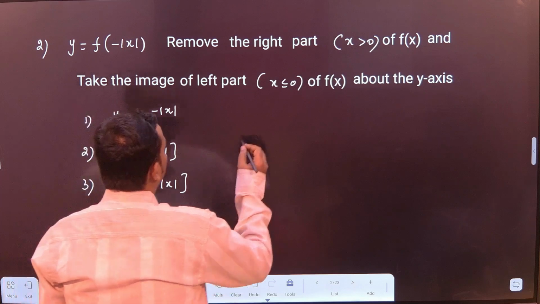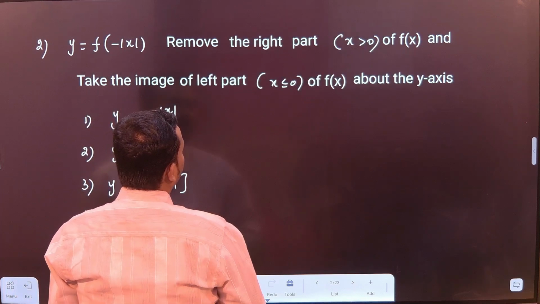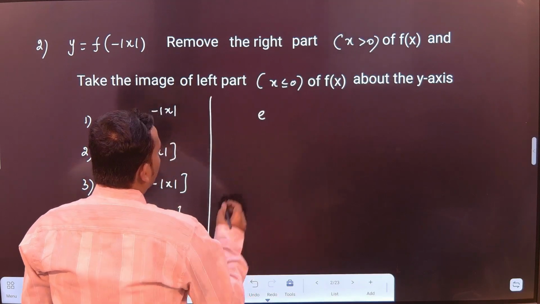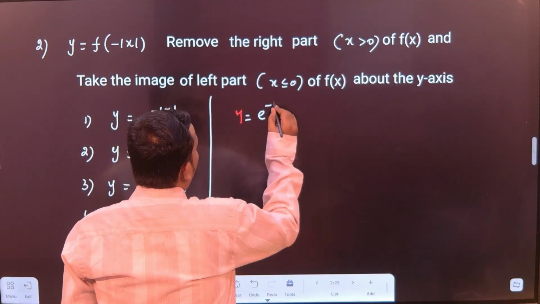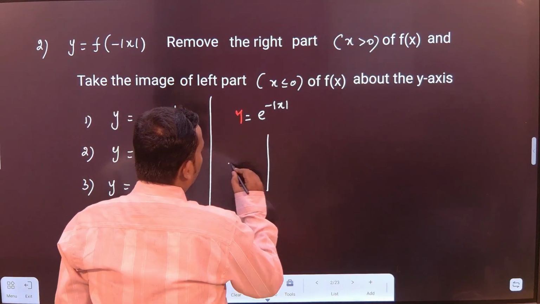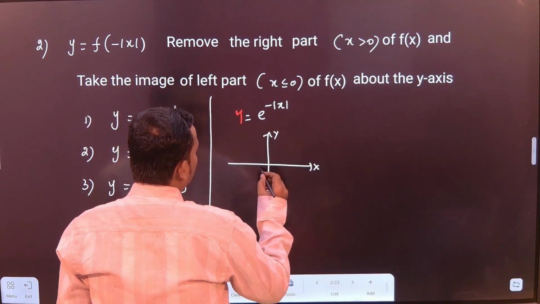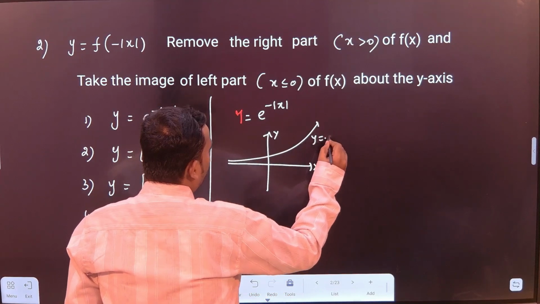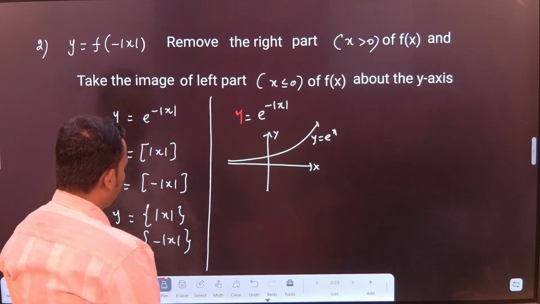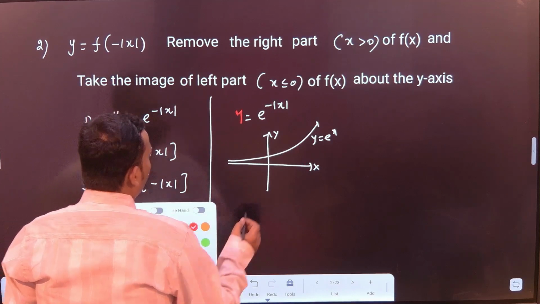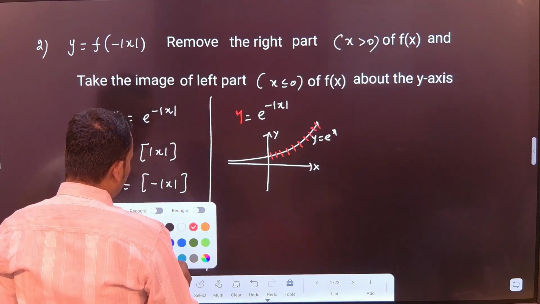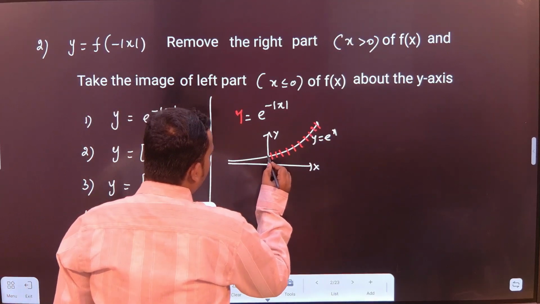No, first you can see. Let me take one simple function, e power minus mod x, right? So what we can do? This is your e power x. Y is equal to e power x, right? You already know this. You replace x by minus mod x. What you can do is simply remove the right side of the graph. Remove the right side. Whatever the left side is there, take the image of that.